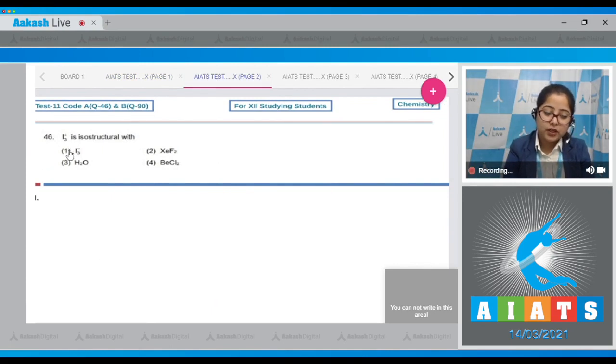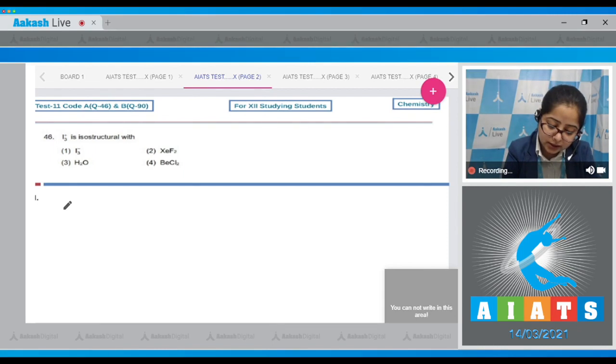Let's read it. I3 plus is isostructural with. Students, for this question, first of all, we have to understand the meaning of isostructural. And for that, we need to know that the species in which the central atom have same hybridization and same number of atoms attached with it will be isostructural. So let's discuss. I3 plus is isostructural with.